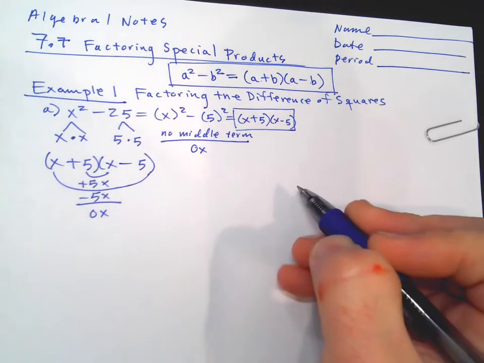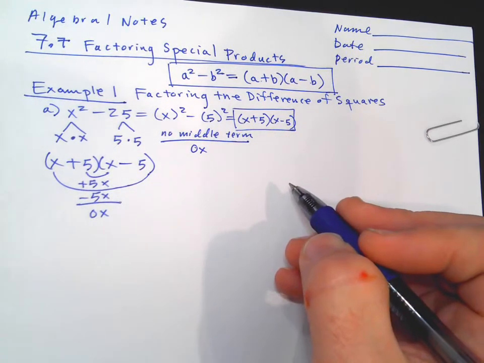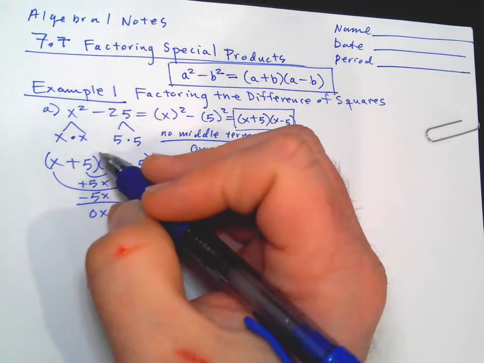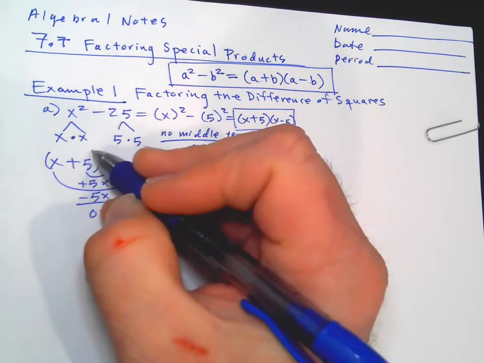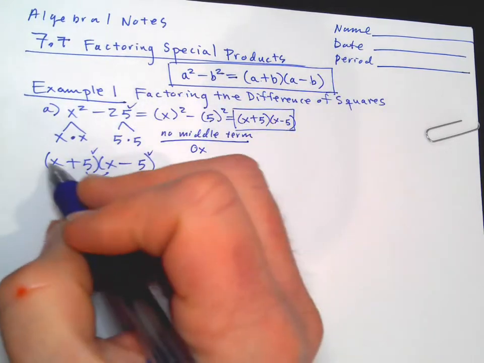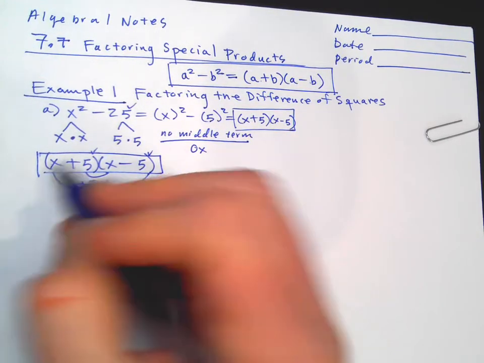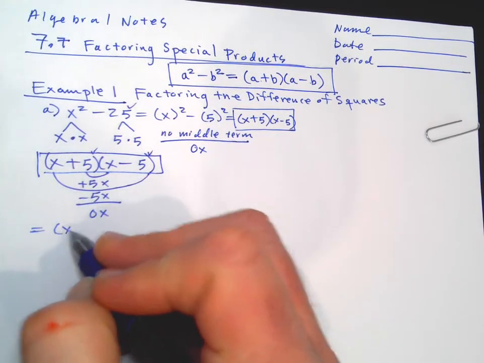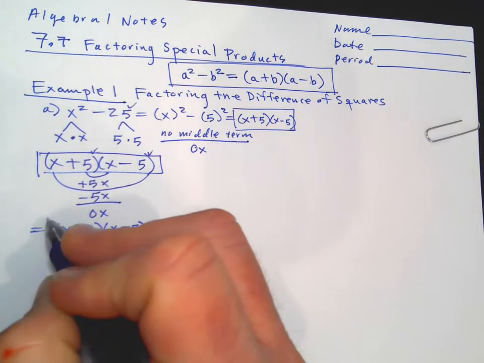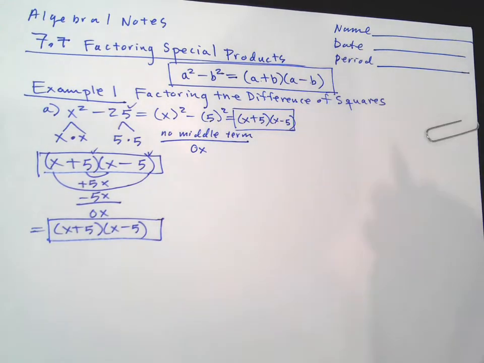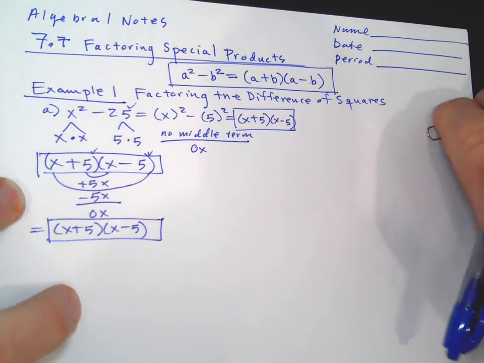Plus, minus. Now, we could check our answer by saying, okay, does this times this equal what we had? Positive 5 times negative 5 is negative 25. So that's good. So that's your answer. And we could rewrite it down here. But that's the same answer I got by using the pattern up here. So I'm fine either way with it.